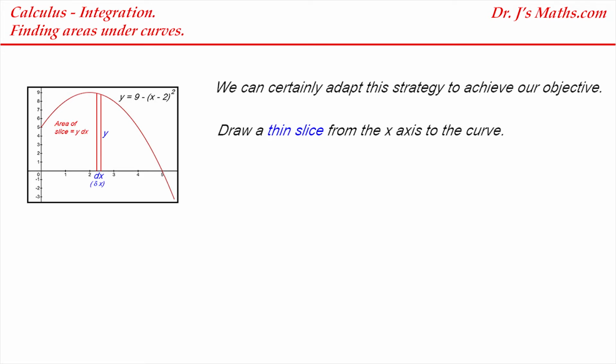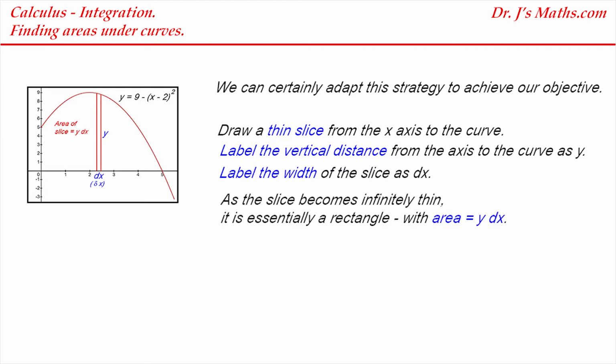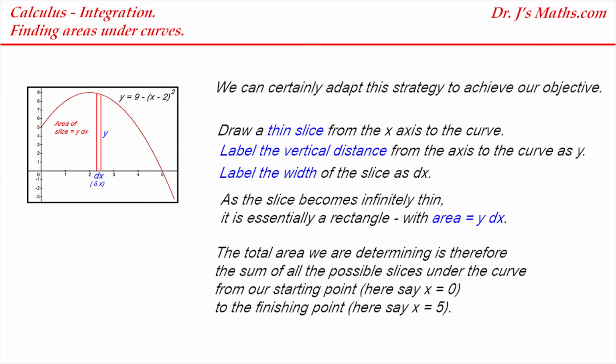For example, we draw a thin slice from the x-axis to the curve. We label the vertical distance from the axis to the curve as y, and label the width of the slice as dx. Now, as the slice becomes infinitely thin, it is essentially a rectangle with area of height times breadth, which is y times dx. The total area we are determining is therefore the sum of all the possible slices under the curve from our starting point, here say x equals 0, to the finishing point, here say x equals 5.